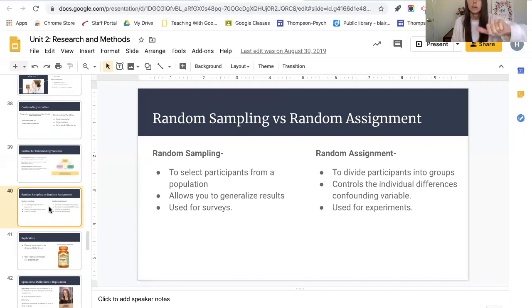So you've got to have some young people in there. You got to have some old people in there. You've got to have some male, female, right? You've got to have all of these different people in there. So you'd use random sampling to do that. But random assignment is going to be used in experiments. That's where we randomly put people in that either experiment group or the control group. So random sampling is used for surveys, and then random assignment, like you're assigning people to groups, is used for experiments.